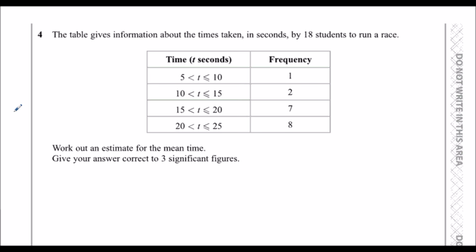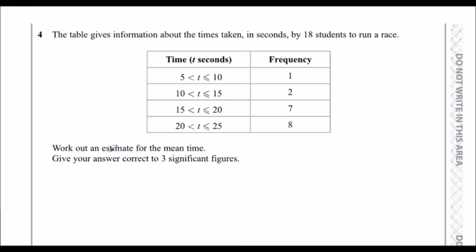Question 4. The table gives information about the times taken in seconds by 18 students to run a race. So we've got grouped data here. The question says work out an estimate for the mean time. We can't work out the exact mean using grouped data because we don't know the actual times. So we know 8 students took between 20 and 25 seconds, but they could have been 21, 22, 23. We don't know the exact numbers.